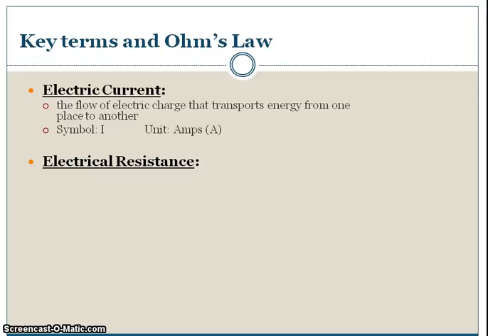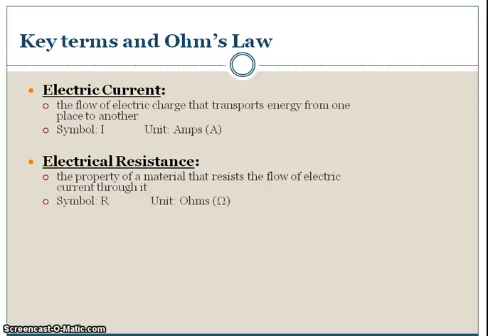Electrical resistance has to do with a material which resists the flow of electric current through it. The symbol for electrical resistance is a capital R, and the units are going to be ohms, which is this Greek symbol omega. And so you can think about it as even like the wires in a circuit. They have all of these atoms and things that are represented by these little dots.